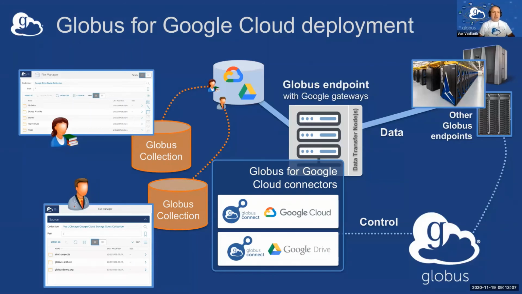So what does this look like from a deployment standpoint when you have Google Cloud Connector? The way we deploy Globus Connect, the software that creates an endpoint, is on one or more data transfer nodes. So we install Globus Connect Server, we add Google Cloud Connector, and by the way, we also support Google Drive for those that have smaller data that they want to move from Google Drive onto Google Cloud. And then those gateways enable access to the backend storage services provided by Google and can be accessed by users via these things we call collections.